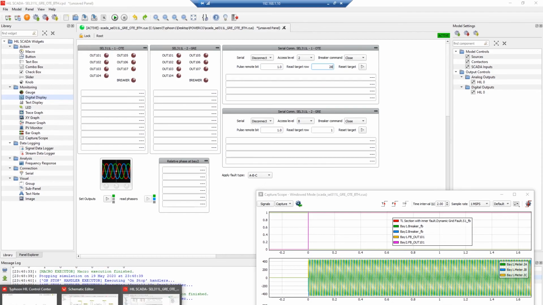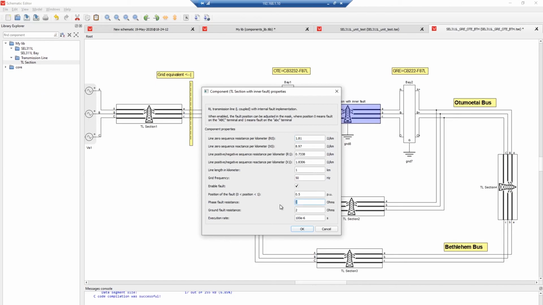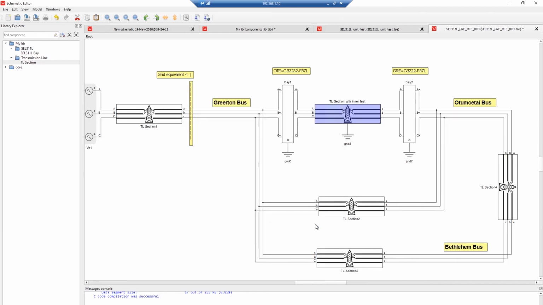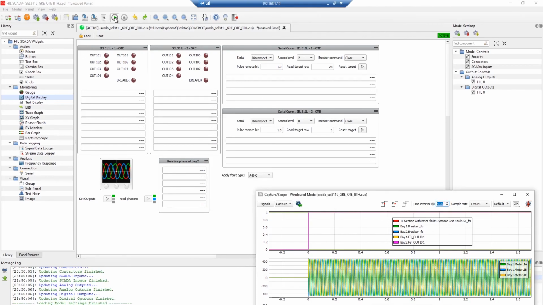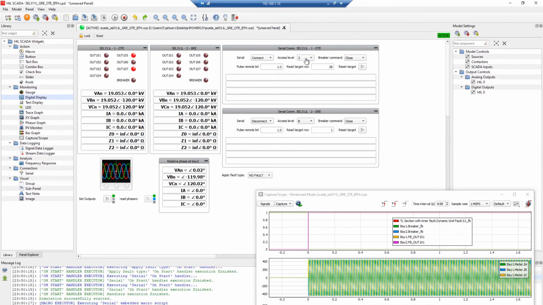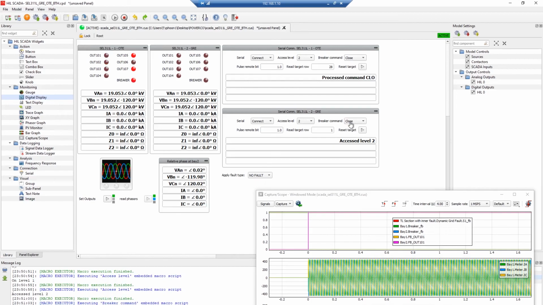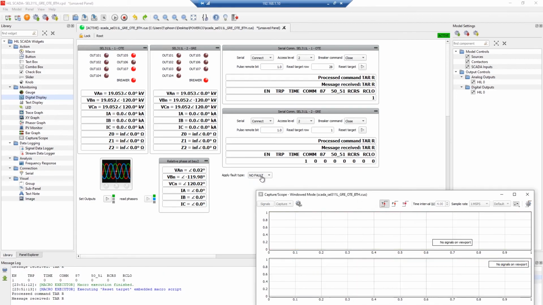Okay, let's go to one other scenario. So back to the model. Let's reduce the impedance once more. Oops. And I'll put the fault at 0.95, which means much closer to the breaker on bay 2. Let's compile. Okay, let's start the simulation and connect to the relays. Commands to close, reset target. Let's start with the fault on same sequence.